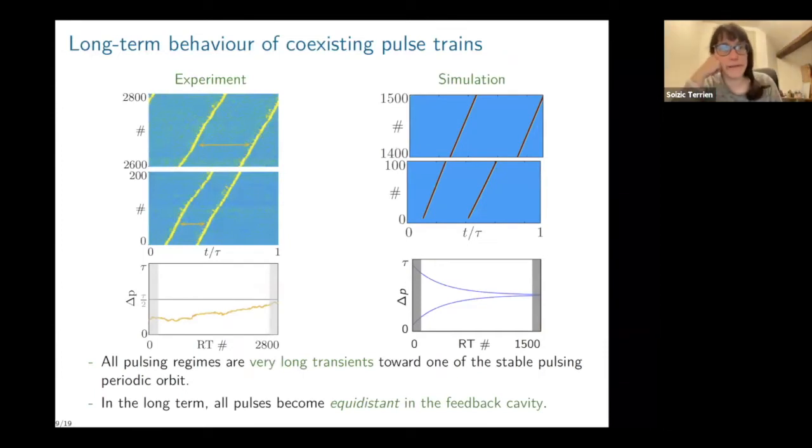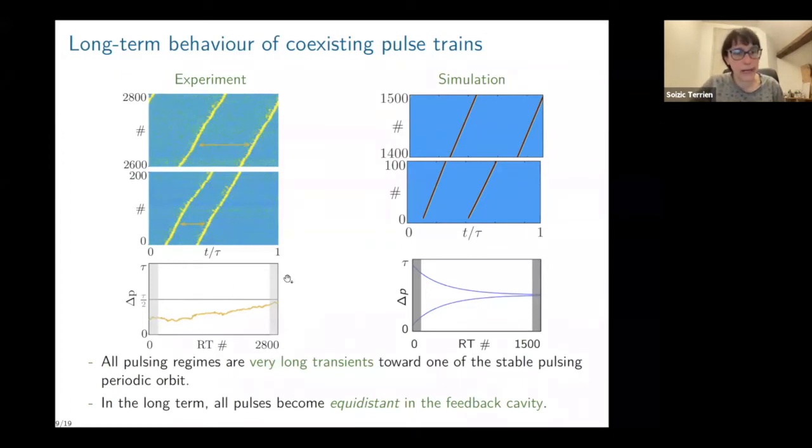So to answer this question, we investigated what happens in the very long term, both experimentally and in simulation. Here we have experimental results when we trigger 2 non-equidistant pulses, and we represent what happens during the first 200 round trips in the feedback loop. Then we wait for a very long time, and we record 200 other round trips after several thousands of round trips. And what we see, if we look at the time separation between pulses, is that this pulsing pattern evolves very slowly towards an equidistant configuration, which corresponds to one of the stable periodic solutions that we find in the bifurcation analysis.